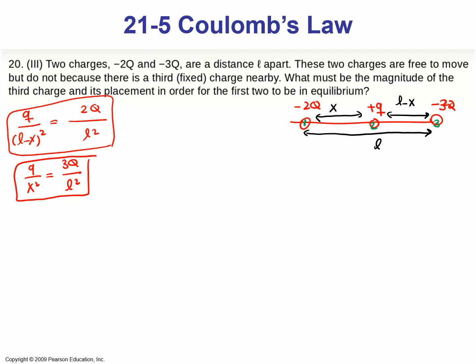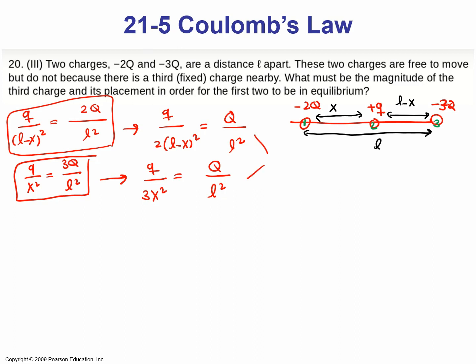So from these two equations, we can see on the right hand side we have capital Q divided by L squared. So we can say here we have Q divided by (2L minus X) squared is equal to capital Q divided by L squared. For this equation down here, we have little q divided by 3x squared is equal to capital Q divided by L squared. So the right hand sides of these two equations are equal, so we can put the left hand sides equal to each other. So we have Q divided by (2L minus X) squared equals little q divided by 3x squared. Q's will cancel out and we can solve it for x.